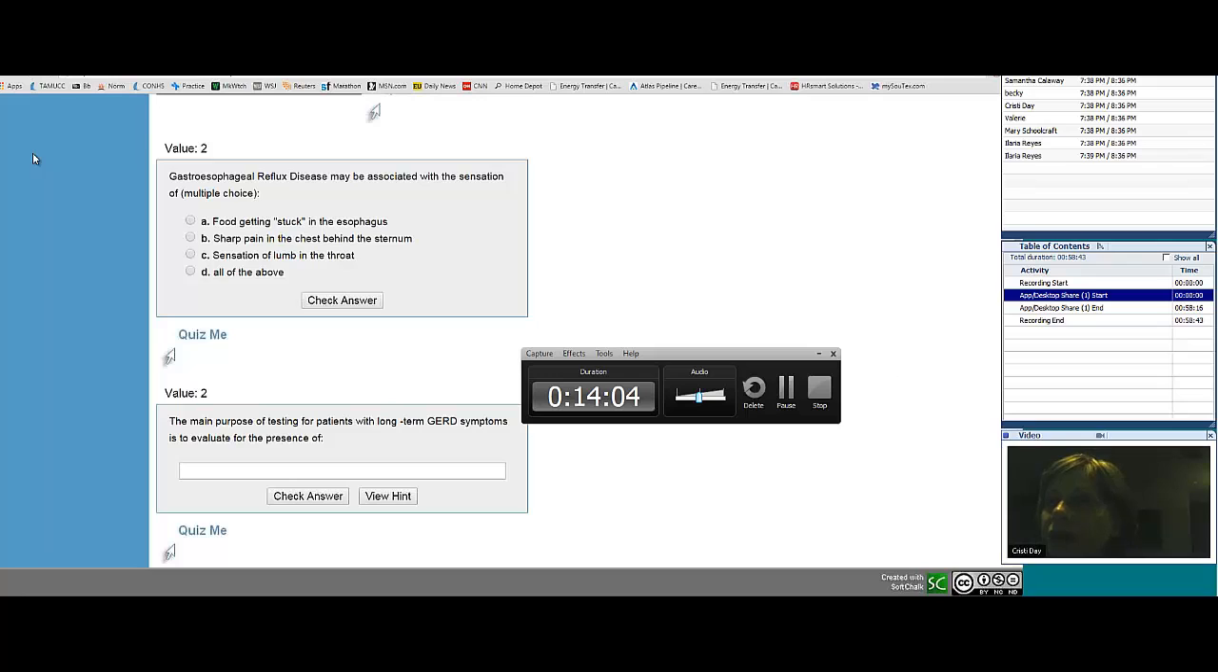And people used to think Nissen fundoplications are really, really bad and, you know, fraught with complications, but now they do them with scopes.